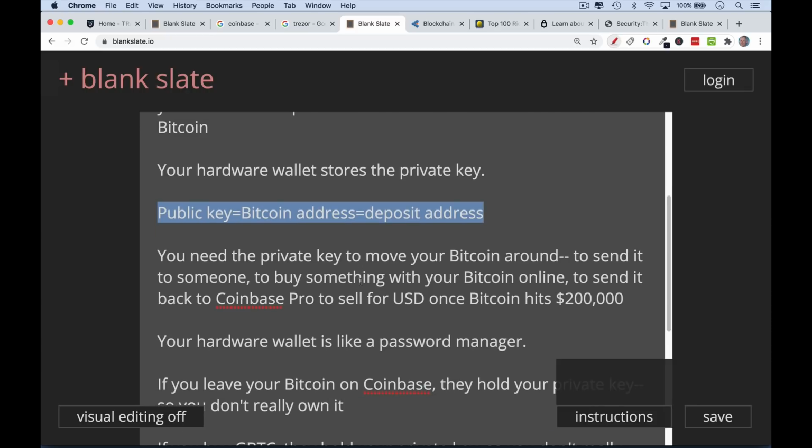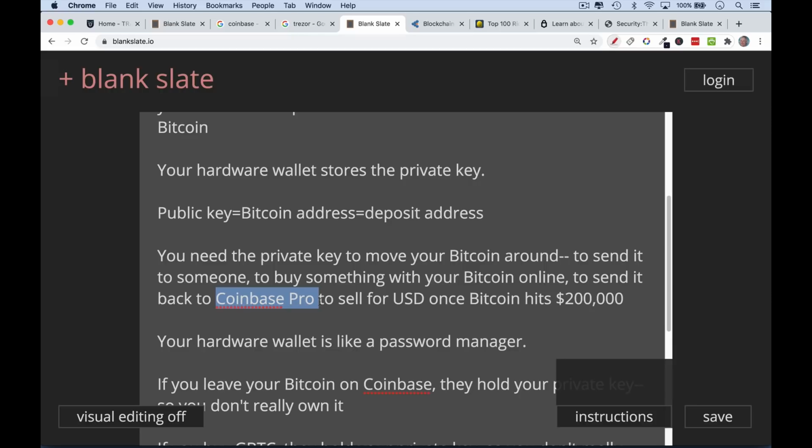A lot of people ask me, what do you do with your Bitcoin once it hits 100,000 or 200,000 or a million or wherever you decide to sell it? I'll probably never sell my Bitcoin. But if you want to sell it, all you need to do is reverse what you did before, which is you go to your Trezor wallet, you send your Bitcoin to Coinbase Pro or any other online crypto exchange.